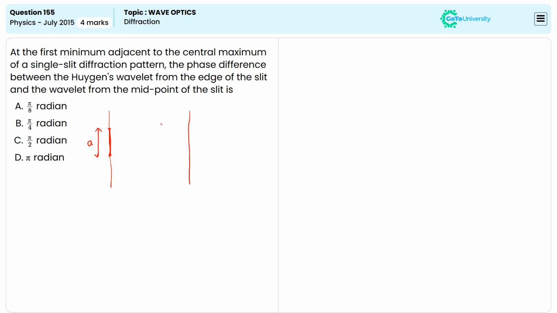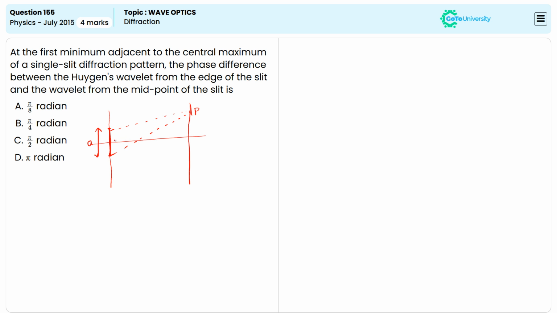Okay, from here the first minima will be moving in this direction. The first minima, we can locate as the point P here. Okay, and this is the central axis and this is central maxima, or the first minima here. And we can draw the perpendicular line.